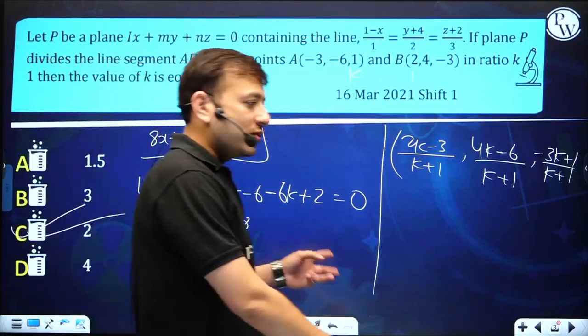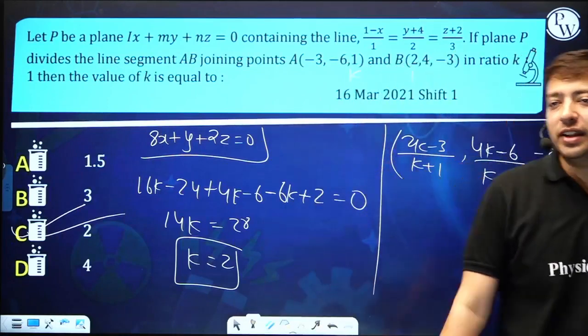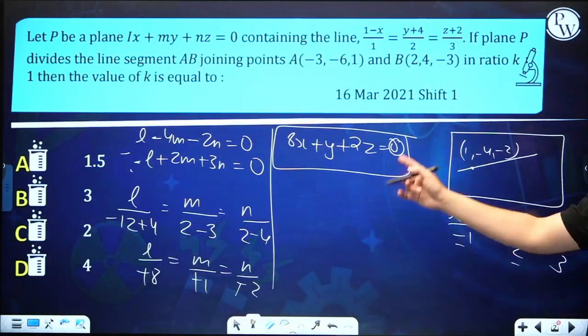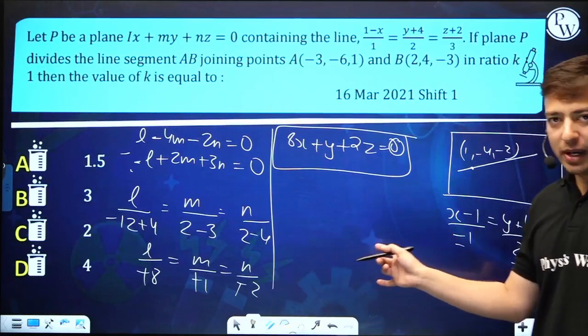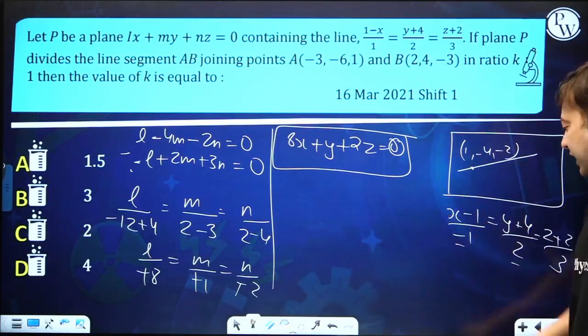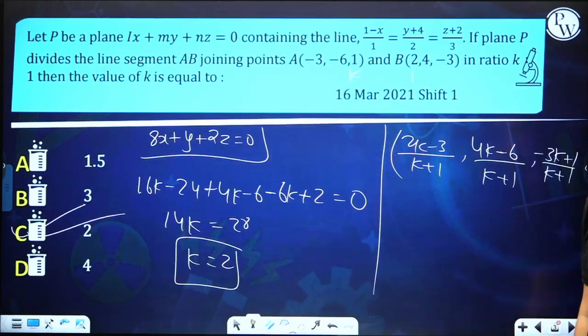So two parts were there. The first part was how to find the equation of the plane. For that you need to see what all conditions you can apply. After that, you need to find the passing point in this way. So it is as simple as that. Nothing will be there which you do not know. Everything will come from the syllabus you have learned. Okay, this was a 2021 question.